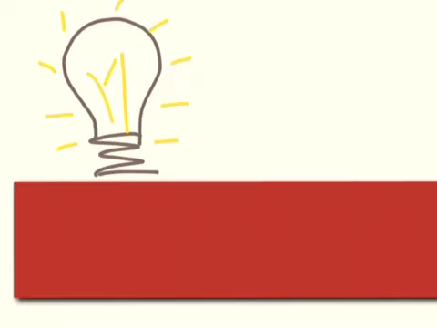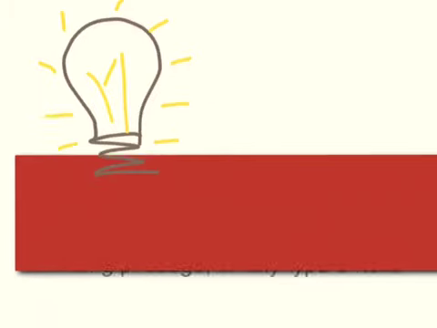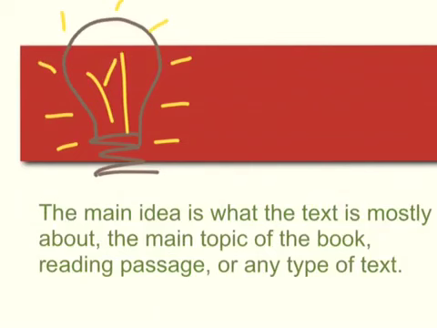All right, scholars. As you can see from the first slide, we're talking about the main idea, the big bright idea, what's important. As a reader, you want to think about what the text is mostly about. The main idea is what the text is mostly about. It's the main topic of the book, the passage, or any type of text. And it doesn't come out and tell you, by the way, this is the main idea of what you're reading. You have to stop and think about it.